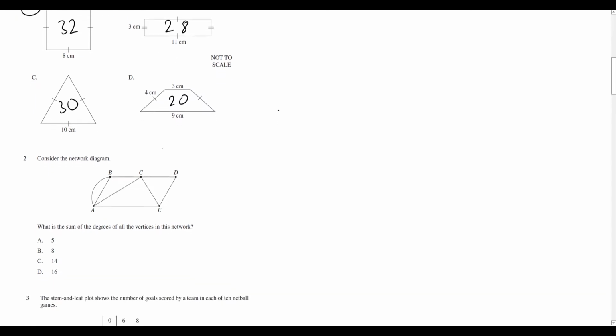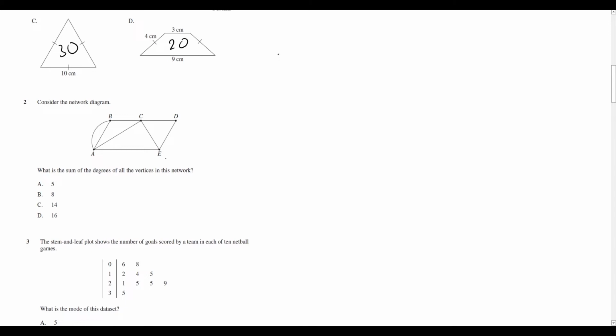There we are. Alright, so question 2. Consider the network diagram below. It asks us, what is the sum of the degrees of all of the vertices in this network? A quick way to count up the degrees for a vertex is to put a circle around it and then count how many lines cross through that circle. So for B, we've got 3. For A, we've got 1, 2, 3, 4. For C, again, 1, 2, 3, 4. For D, we've got 2. And for E, we've got 3. So adding those all up, let's see what we get. We've got 4, 4, 2, so that's 10. 3, 3, it's going to give us 16.